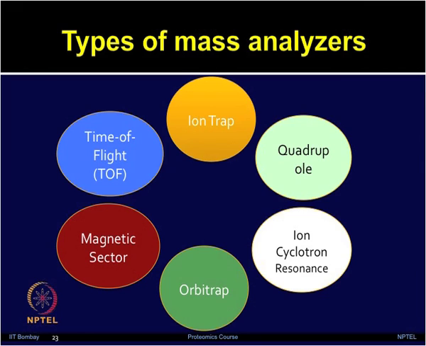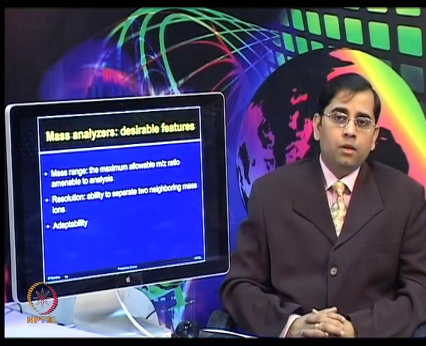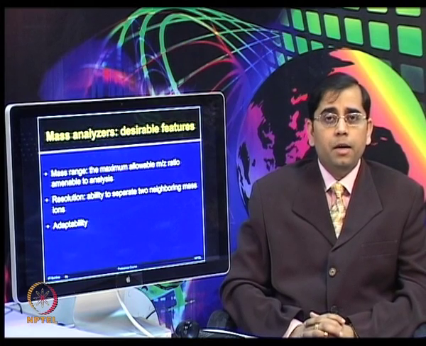There are several different types of mass analyzers currently available that use the same basic properties which we discussed. Some of the popular mass analyzer configurations are shown in the slide, which include time of flight or TOF, ion traps, quadrupole, magnetic sector or B trap, and ion cyclotron resonance. What are the desirable features of a mass analyzer?